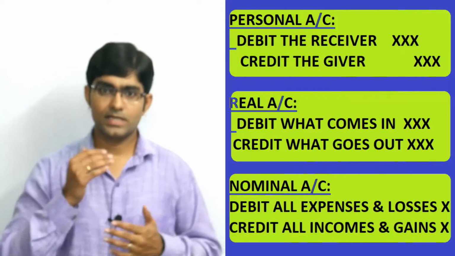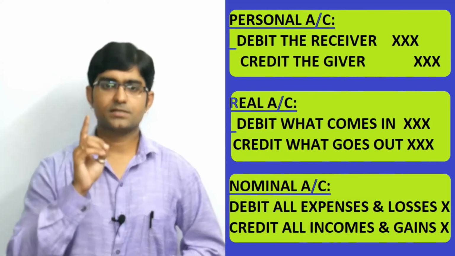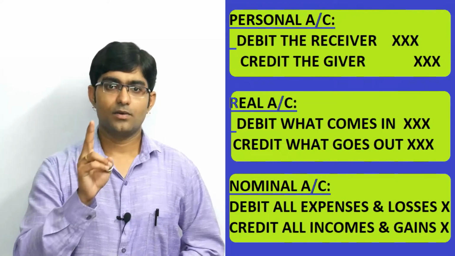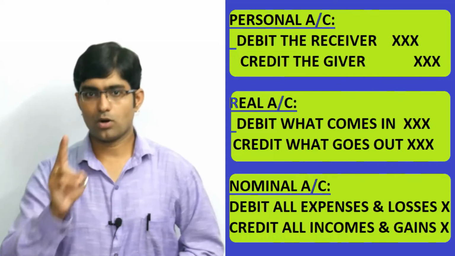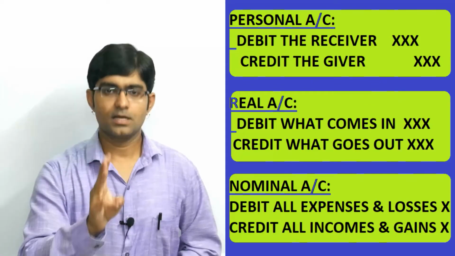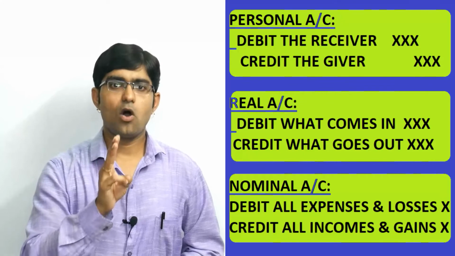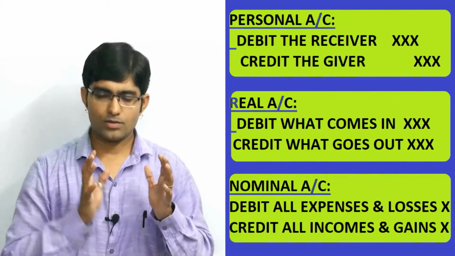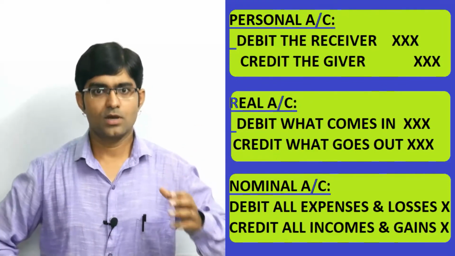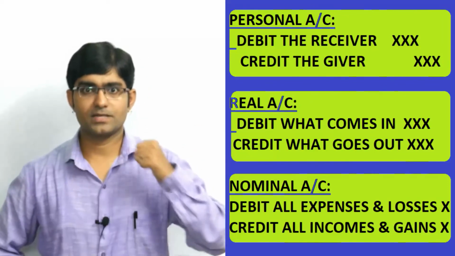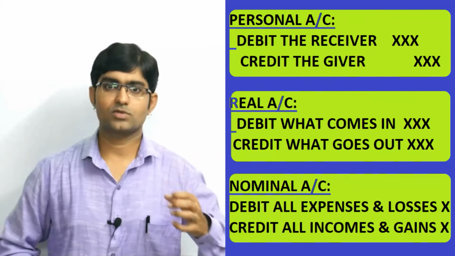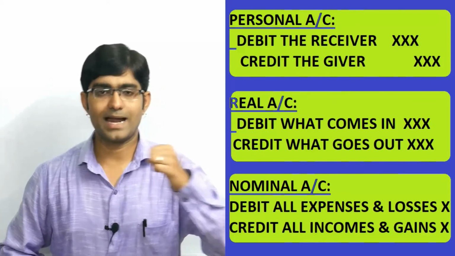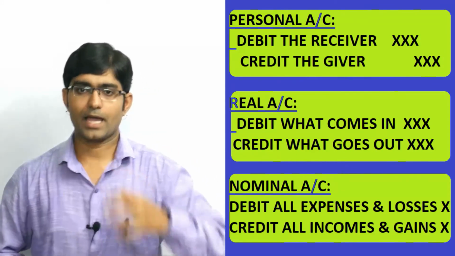Now let us see all these three rules. First one is personal account, debit the receiver, credit the giver. Second one is real account, debit what comes in, credit what goes out. And third one is nominal account, debit all expenses and losses, credit all incomes and gains. Now we have seen what kind of items fall under the category of personal account, real account, and nominal account.